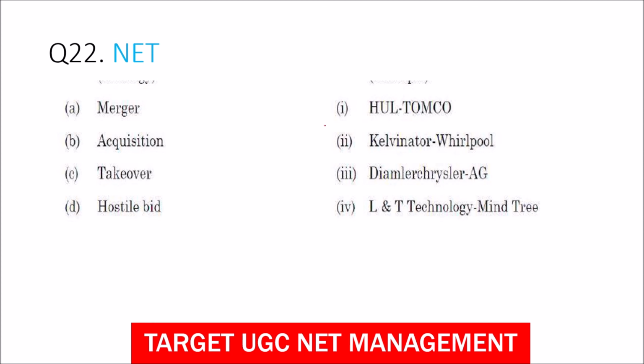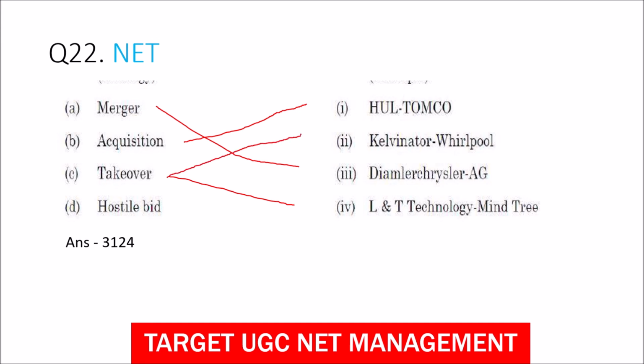Question 22. NET. Even in this question I'm not familiar, but according to the official answer of NET, mergers is related to option 3, Daimler Chrysler AG. Acquisitions, Hull Tomco. Takeover, L&T Technology. Takeover, Caliventor and Whirlpool. Hostile bid is related to L&T and Mindtree. So the correct option is 3, 1, 2, 4.